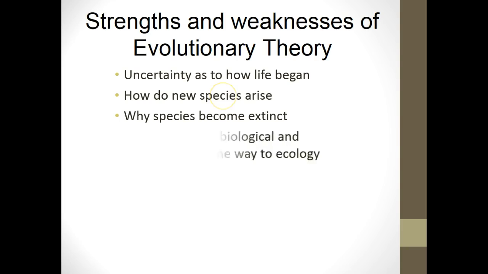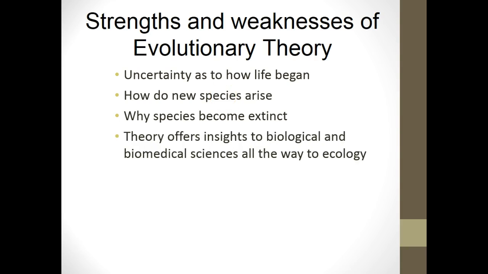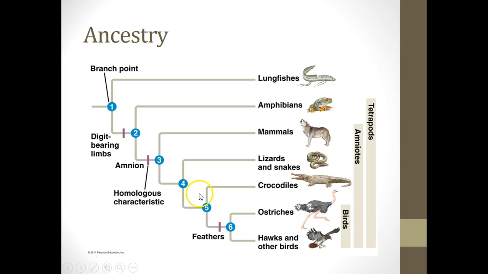Why species became extinct. Theory offers insight to biological and biomedical sciences all the way to ecology. Why is this idea so revolutionary and so important to the field of biology? It's because every single field of biology and biomedical sciences, biomedical engineering, and ecology, every single field of biology is intertwined in this idea of evolution, because everything that is alive changes over time, and it doesn't matter if you're talking about microbiology like viruses and bacteria, or you're talking about wildlife ecology. Everything plays into this evolutionary idea, and it's really important.